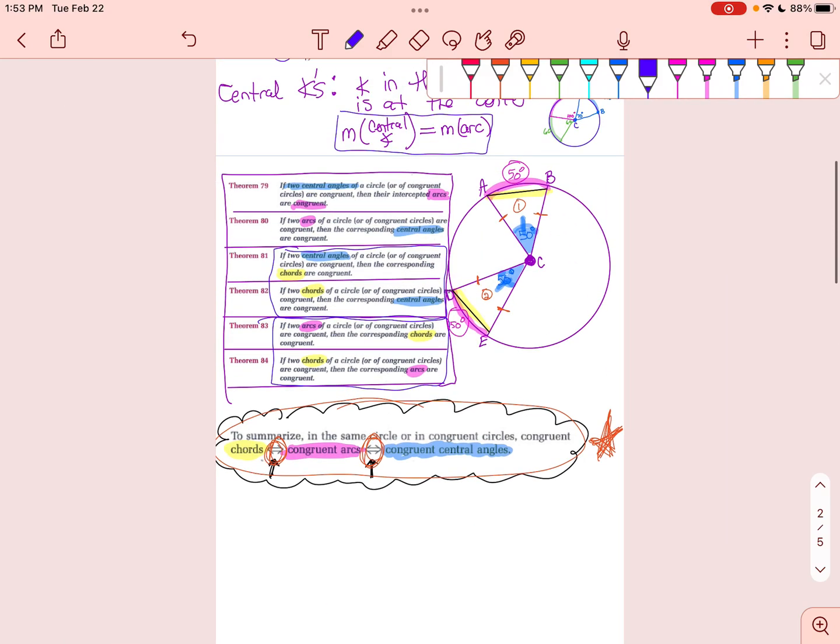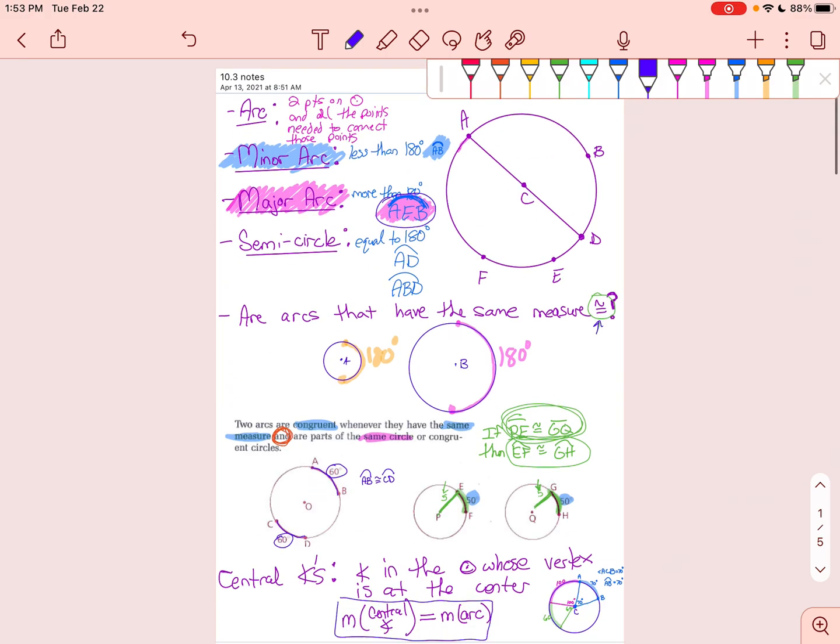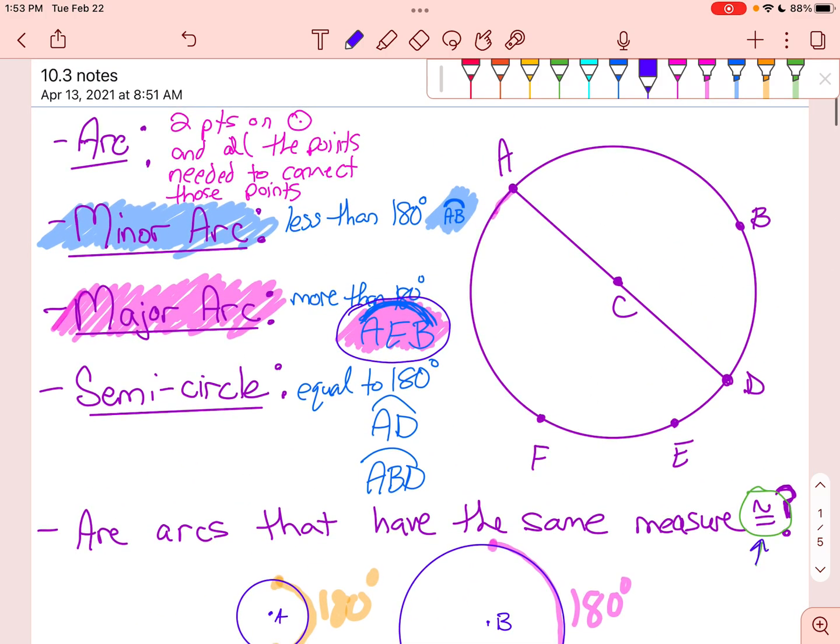Okay, so again, we're working with arcs, angles, chords, lots of vocabulary here.